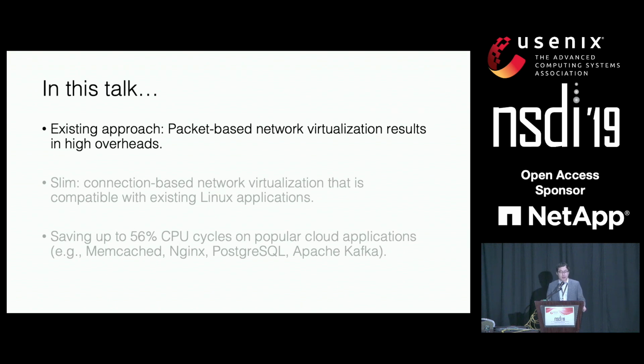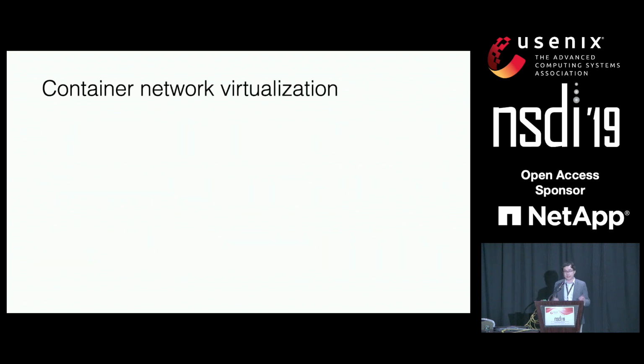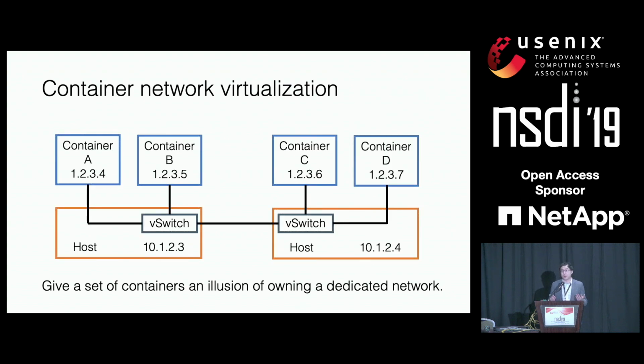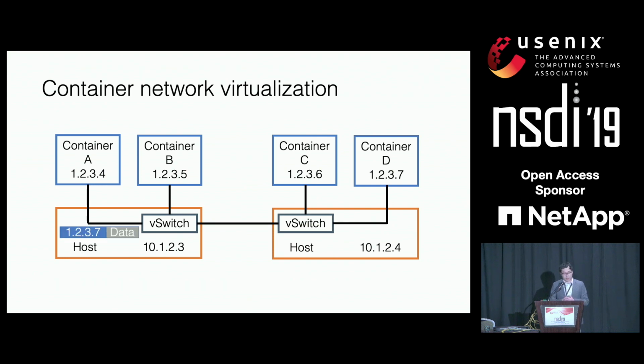So let me first talk about the existing approach to container network virtualization. What is container network virtualization? It is essentially giving a set of containers the illusion of their own dedicated network. Let me give you an example. For example, you can own four containers on two hosts, like containers A, B, C, D. And you can let them run in a completely different IP address space, independent from their host. Actually, you can assign any arbitrary IP address to the containers. So how is that possible? It works like the following.